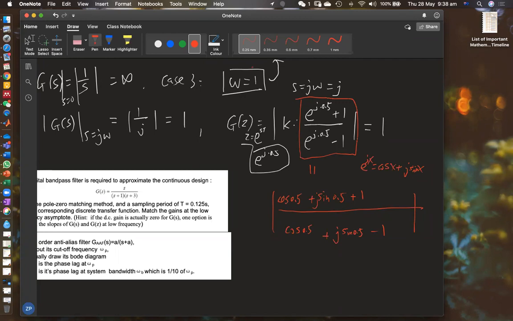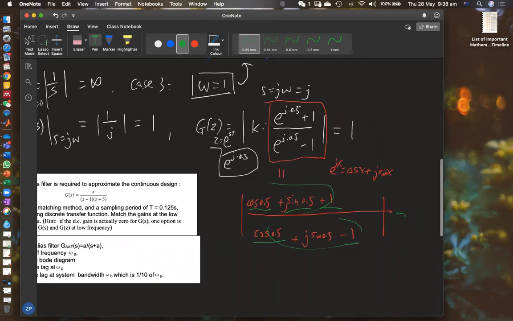So the real part is this and this, that's the real part. This and this, that's the real part. This is the imaginary part. So you calculate how big is this, calculate how big is this, and you divide. And this whole thing ends up equal to 4.